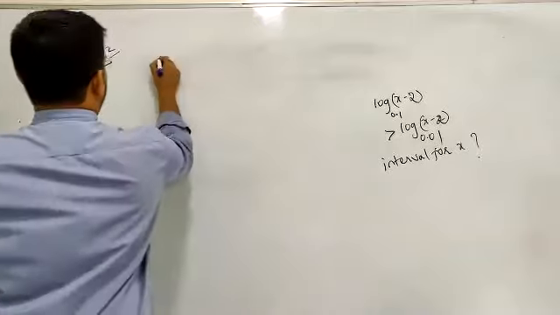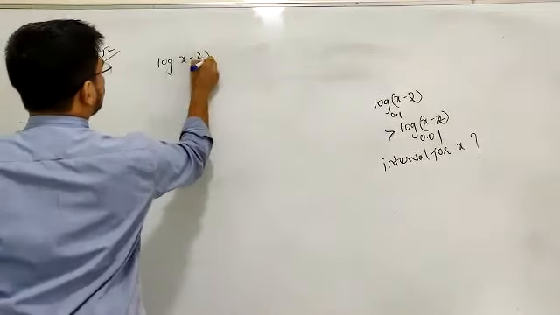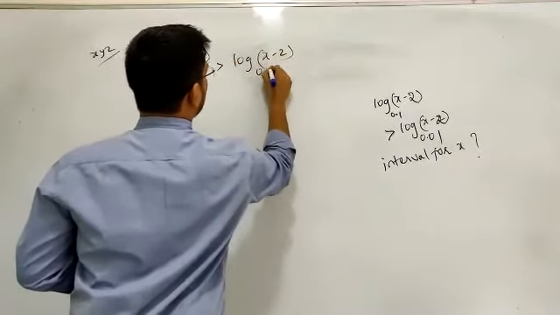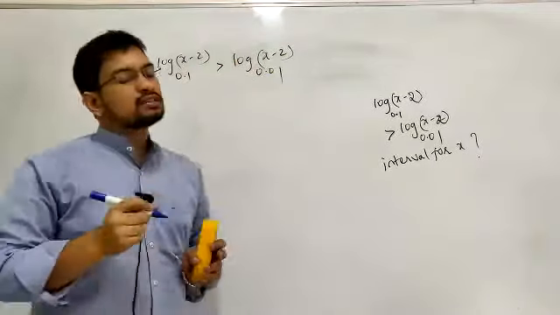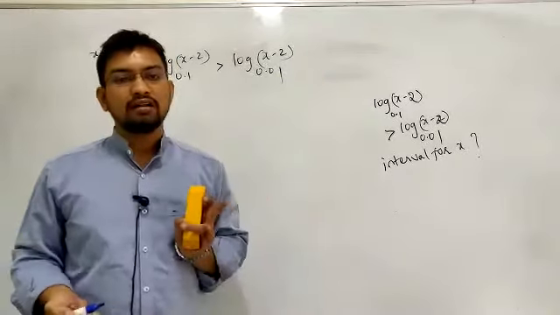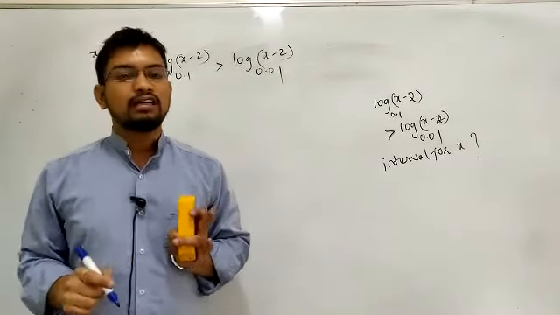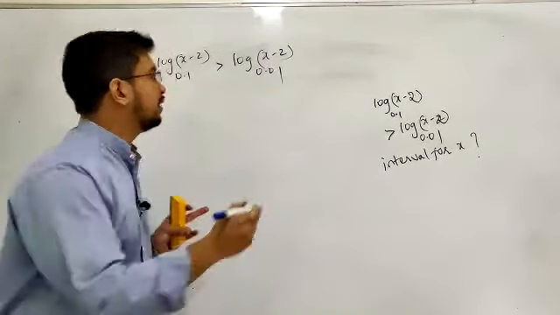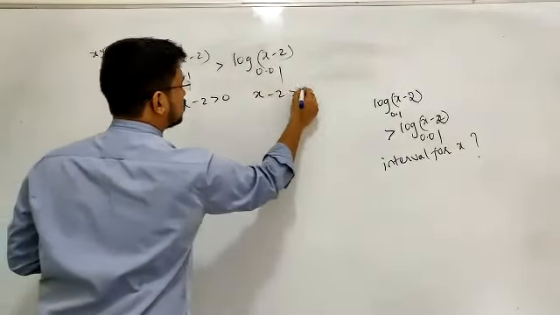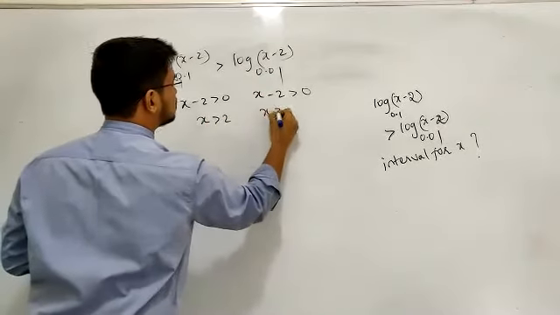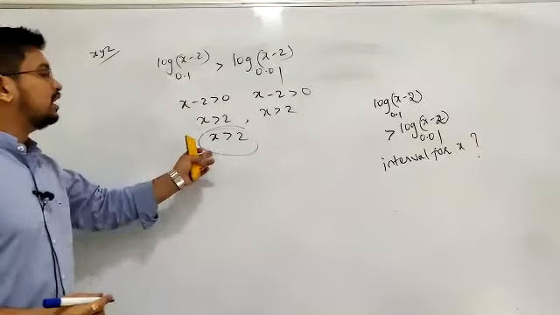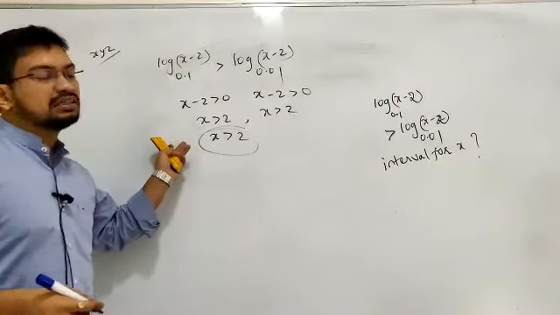Listen, I gave you log of x minus 2 to the base of 0.1 is greater than log of x minus 2 to the base of 0.01. To solve this logarithmic inequality, you have to get the interval. For solving an inequality, first you need to get the domain in the original form. The domain is x minus 2 greater than 0 in both, so x is greater than 2. The final domain will be x greater than 2.